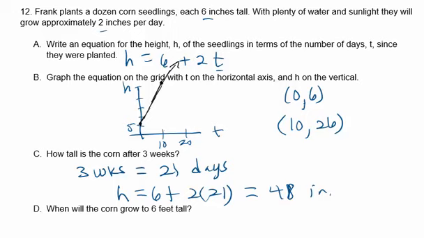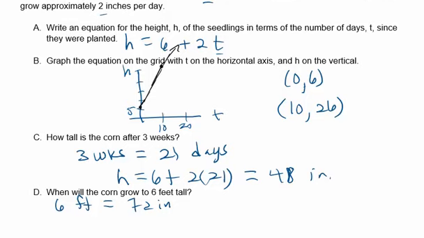In part D, it says, when will the corn grow to 6 feet tall? Well, our height is in inches, so 6 feet is 72 inches. So write an equation, 72 equals 6 plus 2t, and solve it for t. So t is 33 days.